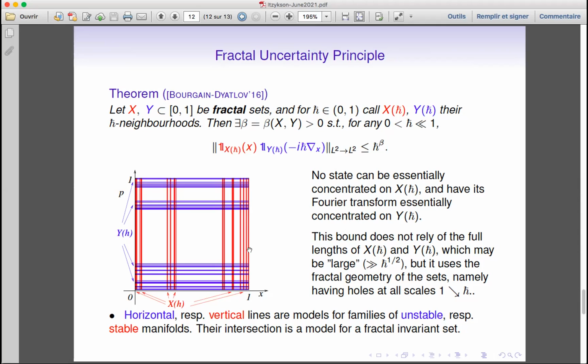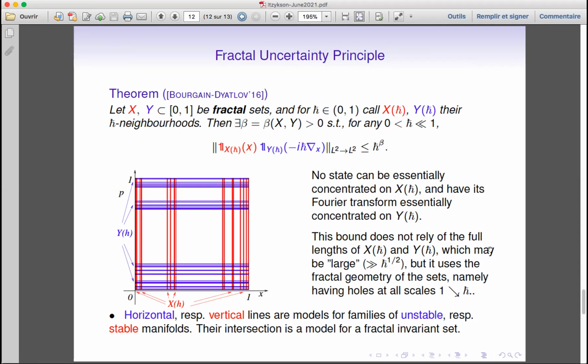Okay, and once we have this theorem, the fact that you cannot fit in a quantum state both in this set and such that the Fourier transform fits in this set, you can somehow view this as a model. These two fractal sets, you can view them as a model of unstable versus stable manifolds. Okay, so stable and unstable, they're not exactly horizontal and vertical, but you can somehow deform them to be almost horizontal and almost vertical. You can play a bit, and somehow this object and the intersection here of the blue and red pieces could be a model for some fractal invariant set. So in some sense you see that you cannot fit in a state on this fractal invariant set.